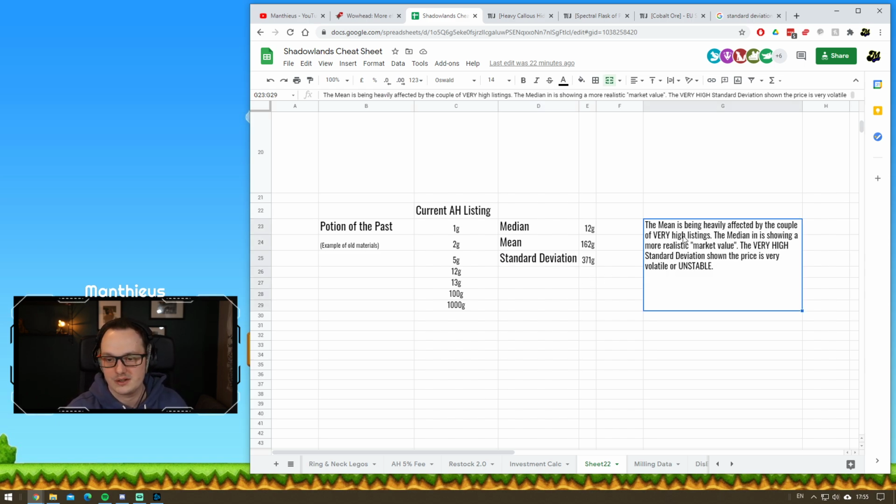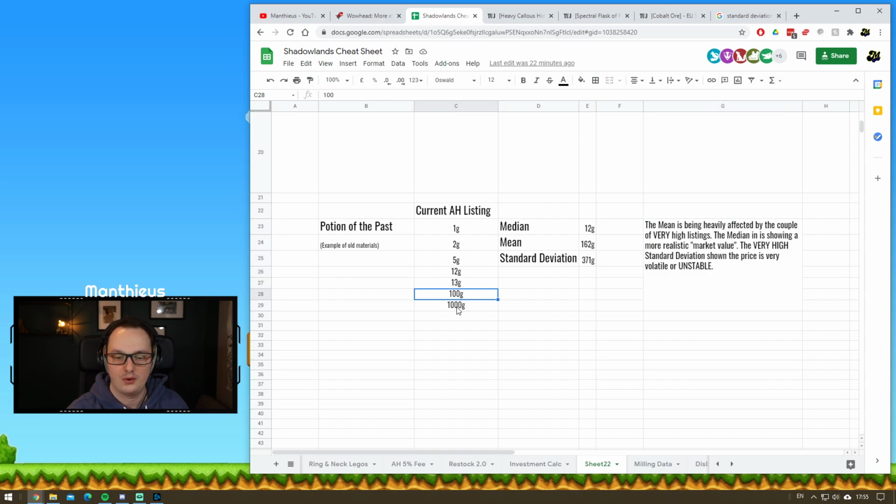What did I put for the notes though? The mean is being very heavily affected by the couple of super high listings. Yeah, if these 100 gold and 1000 gold listings weren't there, and let's be honest, anybody with a sensible brain knows that the Potion of the Past is probably not going to sell for these numbers. If these weren't there, the average or the mean price would be considerably smaller than this. But because they are there, they're having a dramatic impact on the market value of this said item.